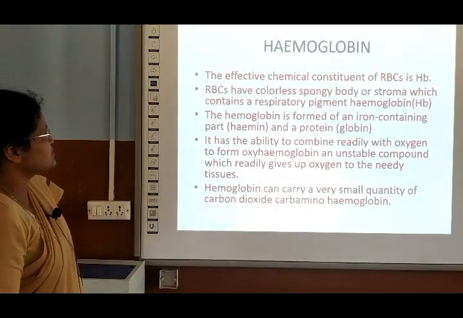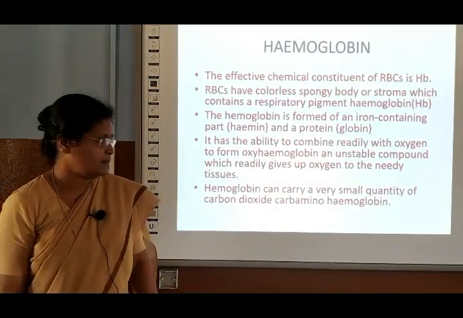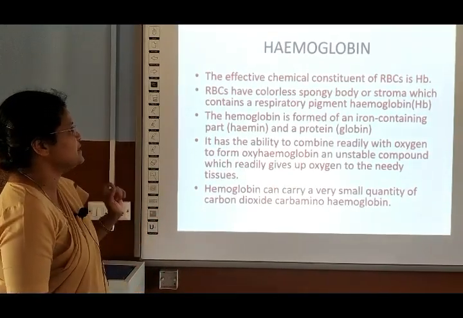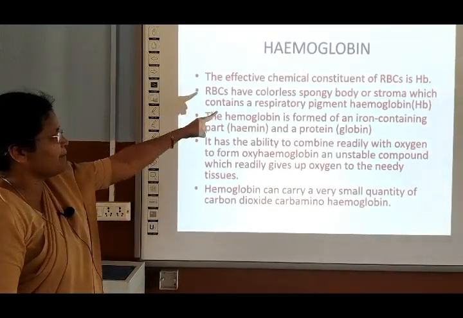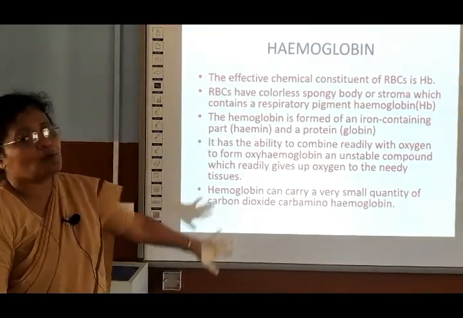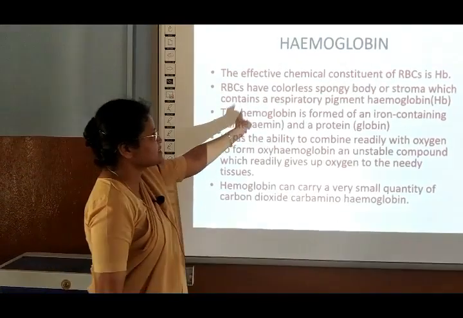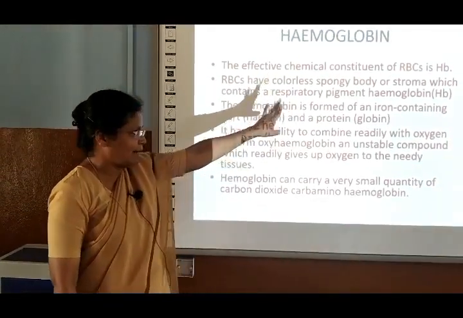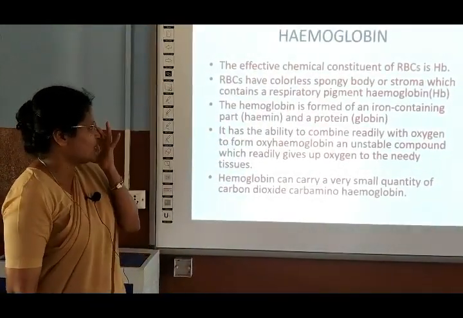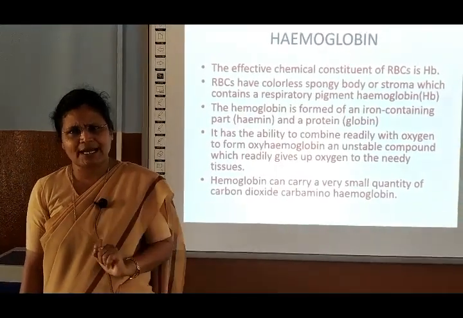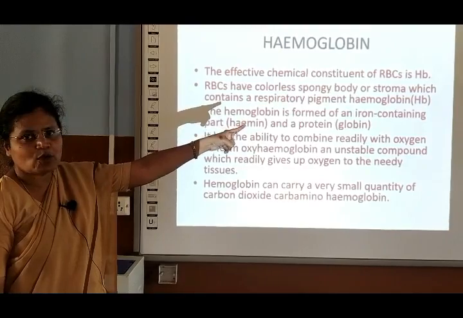The structure and function. Now, we go to hemoglobin. Hemoglobin is another important protein present in RBC. The effective chemical constituent of RBC is hemoglobin. Remember, they will ask you what is hemoglobin. The effective chemical constituent of RBC is hemoglobin. Okay. Now, why is it red in color? They will ask you, give reason, the RBC is red in color due to the presence of hemoglobin.